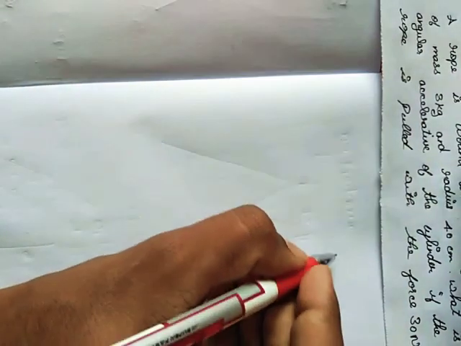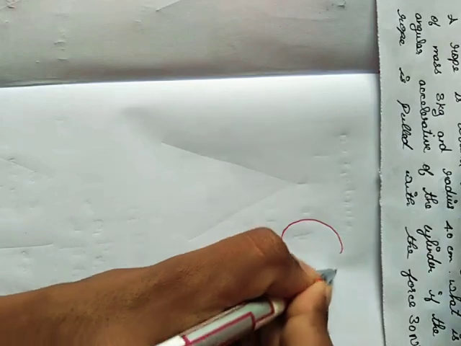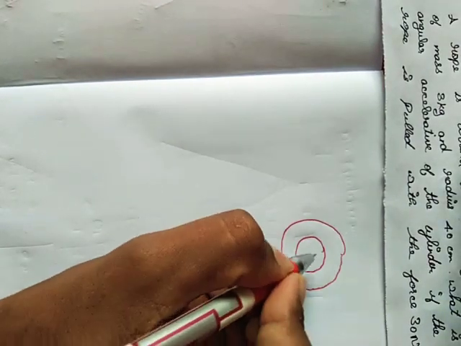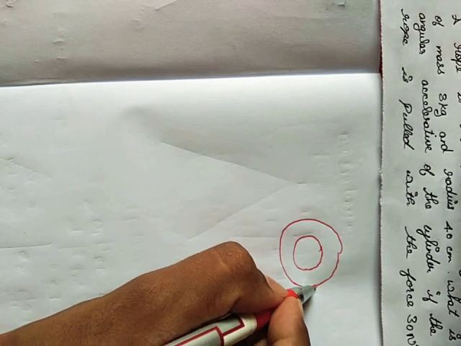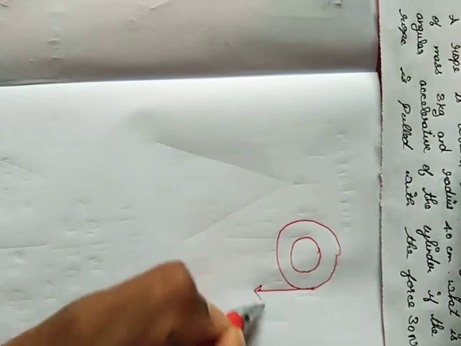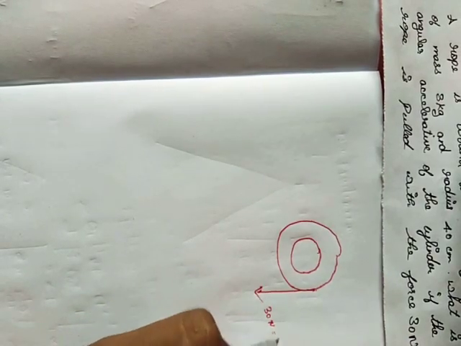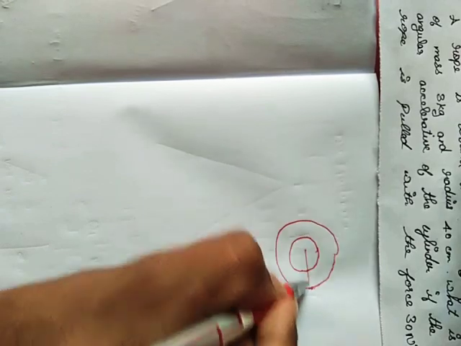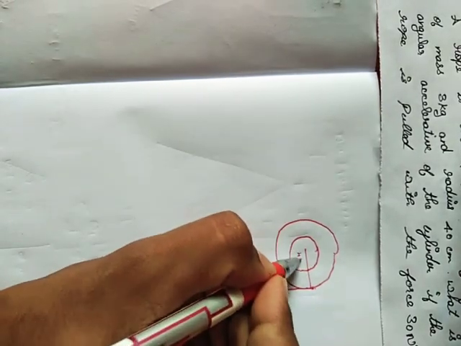Just move on to another question, a similar model. A rope is wound on a hollow cylinder of mass 3 kg and radius 40 cm. What is the angular acceleration of the cylinder if the rope is pulled with a force of 30 Newton? A similar question to the previous model. I just give you a diagram here. This is a hollow cylinder, pulled by a rope with a force of 30 Newton, and the radius is 40 centimeter.